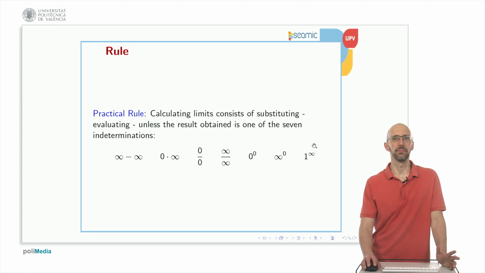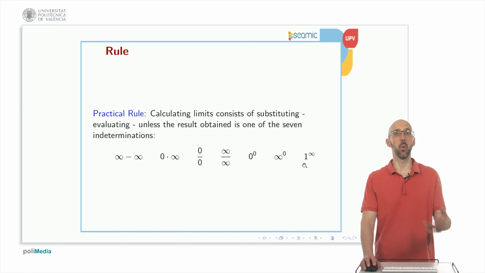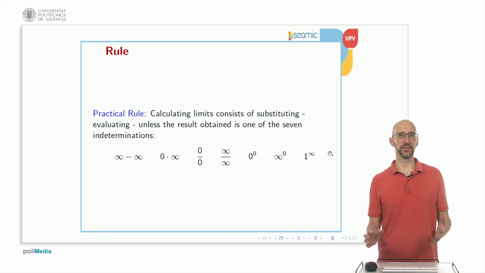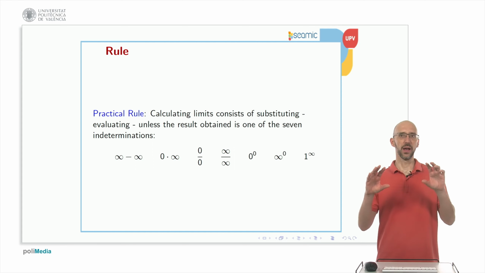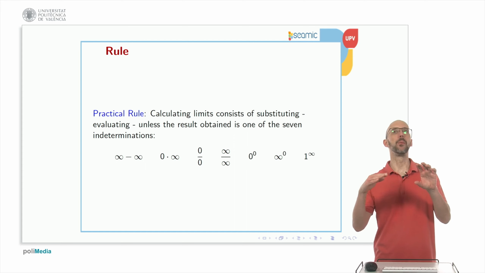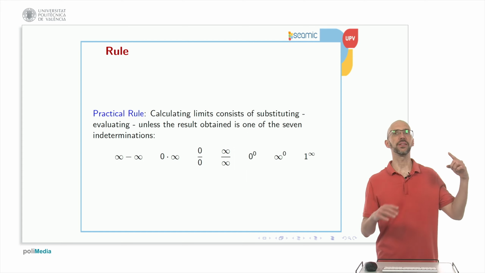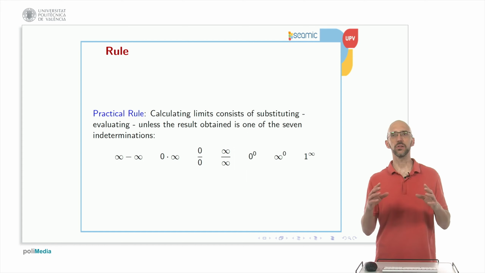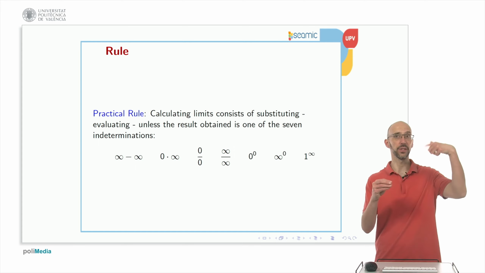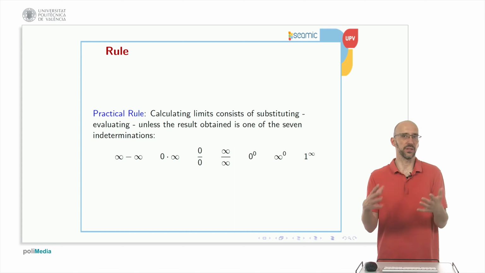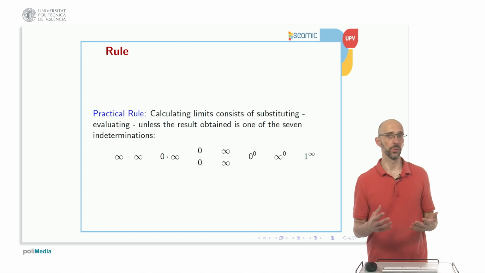Many of my students tell me, okay, 1 power infinity is 1. Why is this an indetermination? Be careful. That means that the function on the base is approaching 1 and the exponent is tending to infinity. It's not 1 all the time, or you reach 1 first and then the exponent is growing and growing, because if this is the case, the limit of course is going to be 1.